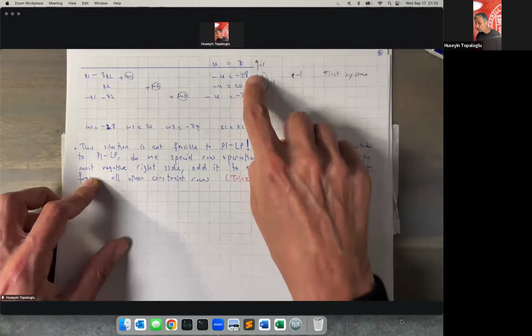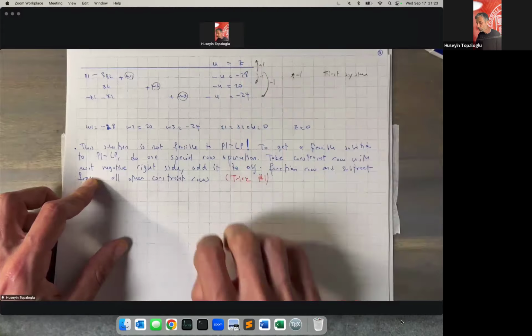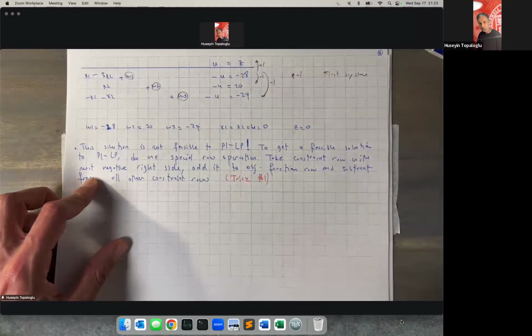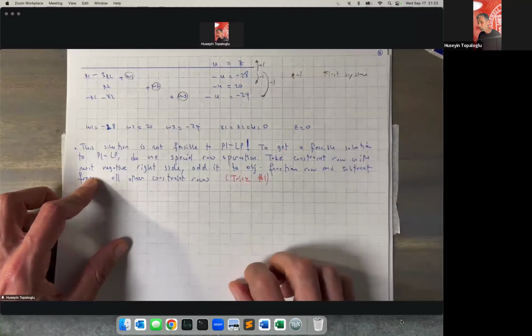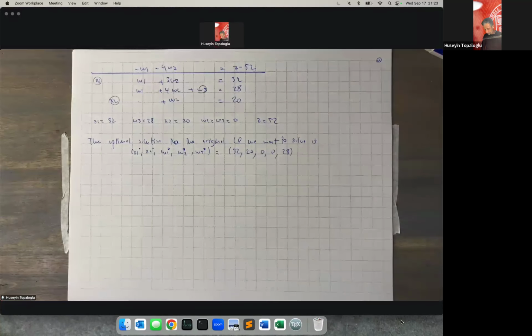What is that? We take the constraint with the most negative right-hand side, subtract it from every other constraint row, add it to the objective function row. That is the way to get an initial feasible solution to the phase 1 linear program when we solve the phase 1 linear program. So that's one trick, okay? What is the second trick?